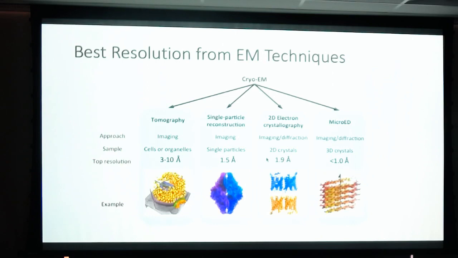Single particle is the most popular one right now. It has gotten as good as 1.5 angstrom. That's certainly not typical. Typical is probably in the low 3 angstrom range, which is what most people are aiming for now. Most of the structures coming out now are single particle reconstructions. And there's 2D electron crystallography, which has gotten as good as 1.9 angstrom resolution. But, as I'll talk about in a bit, it's quite a bit more difficult and involved to do.